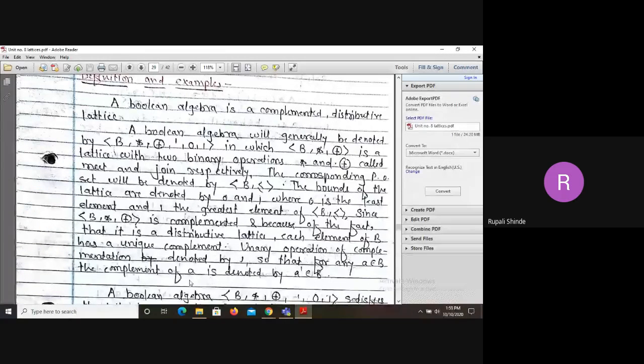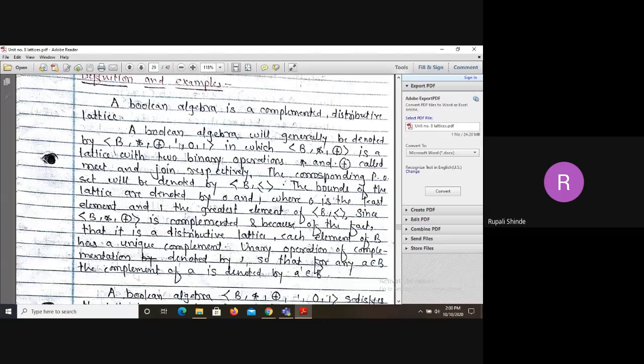The unary operation of complementation is denoted by this symbol. So this is the symbol for complement. So for any element A belongs to B, the complement of A, denoted by A's complement, also belongs to B. Then only we can say that B is closed under operations star, XOR and complement.